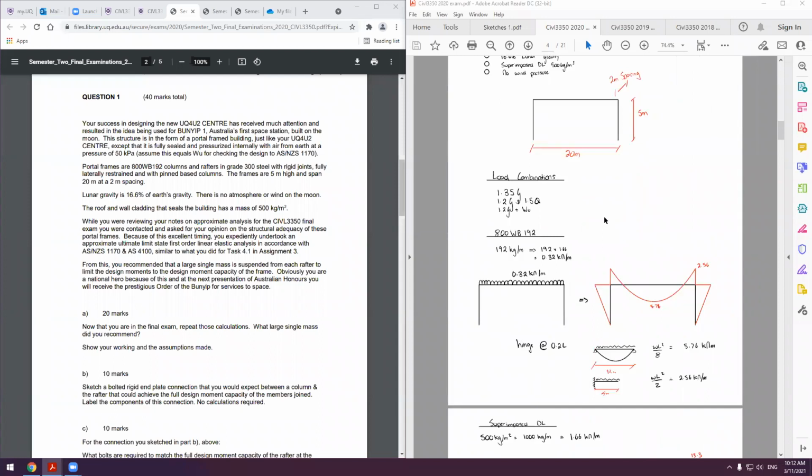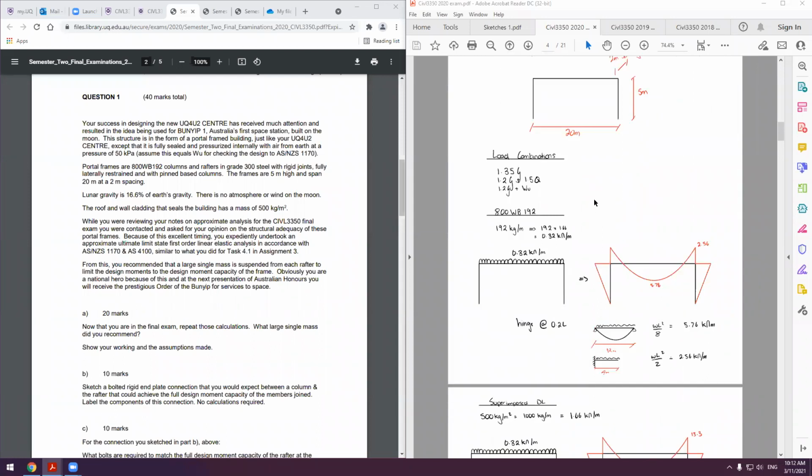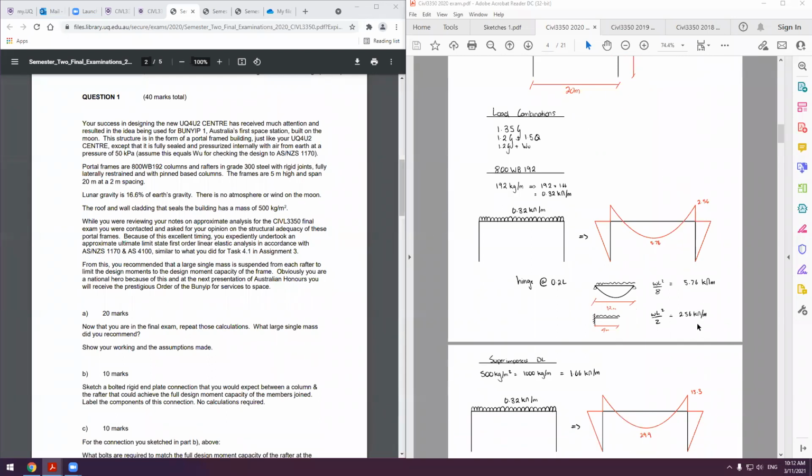Then the best way I find is to go through and break up all the loading cases. So I go through my dead load, my superimposed dead load, and then all my live loading and wind loadings. So I started with my dead load from the 800 WD. This is a nice simple approximate analysis question. And you just get your maximum moments.